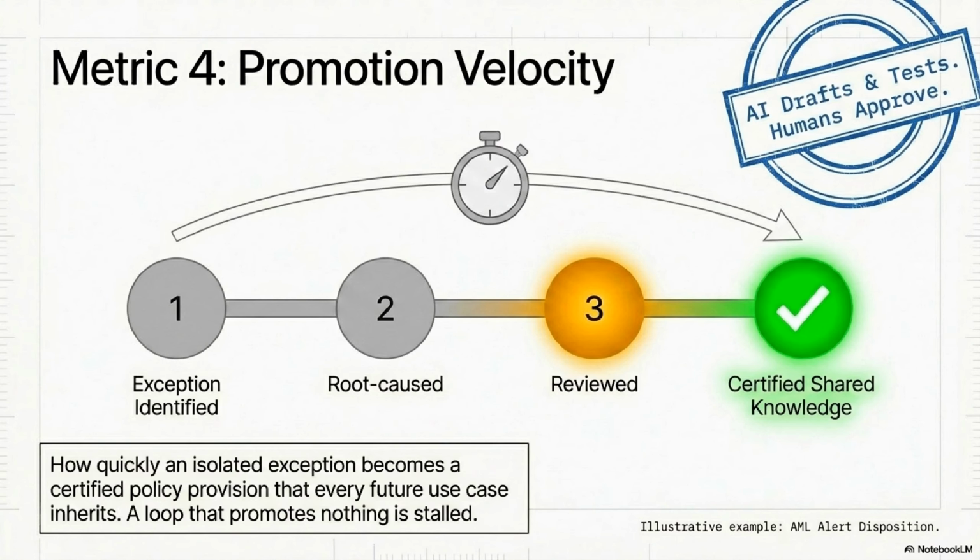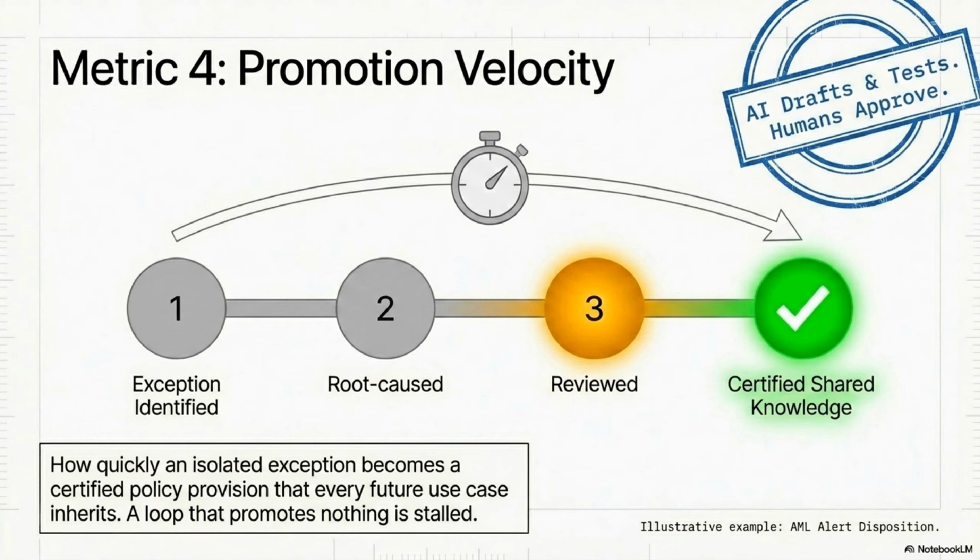Metric 4, promotion velocity. In episode 10, we built the learning loop, the path that turns a one-off exception into tested institutional knowledge, the same way issue management closes an item with a control enhancement. Promotion velocity is the cycle time across that path. How long from an AML alert disposition exception was identified to, that's now a certified policy provision every future use case inherits? Crucially, fast does not mean unguarded.